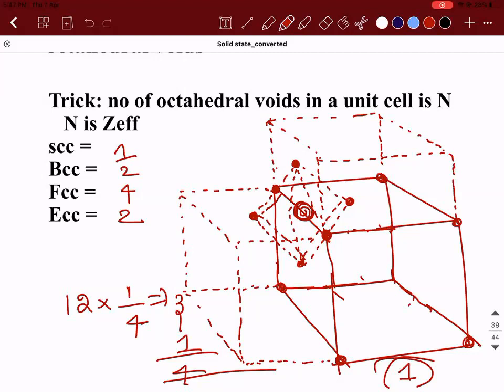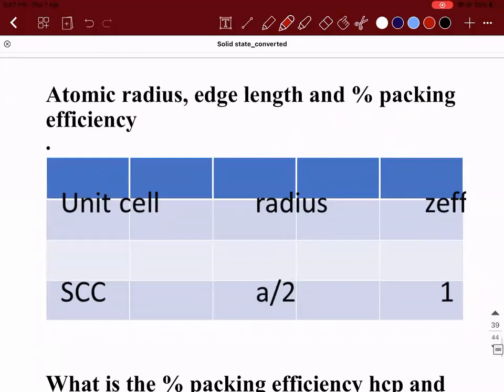Guys present online, are you able to follow me? Okay, yes, ma'am. Now, atomic radius.